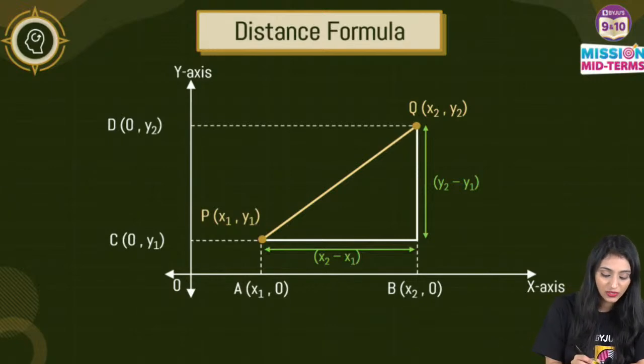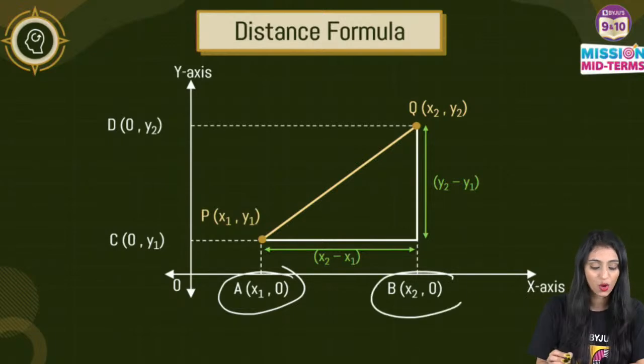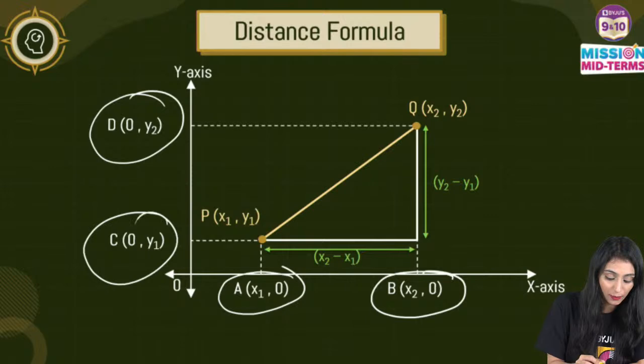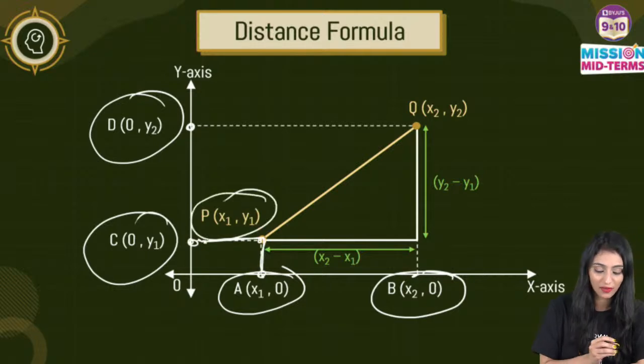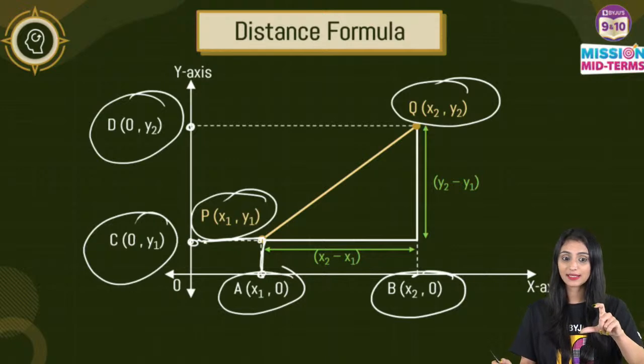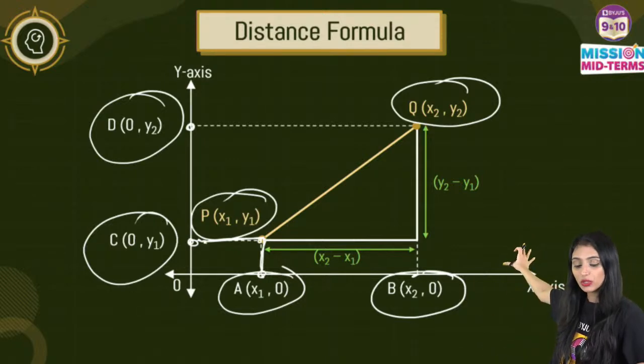As I said, if this coordinate over here on the x-axis is x1, 0, this other one is x2, 0, right? And this over here is 0, y2, and this is 0, y1. I'm talking about these points over here. So this point is going to be x1, y1, and this point is x2, y2. That's what I showed you on the previous slide.